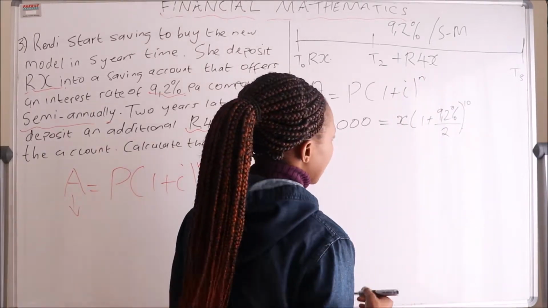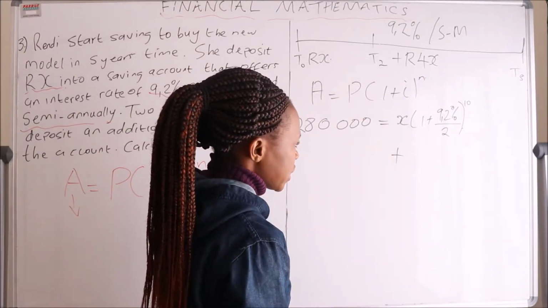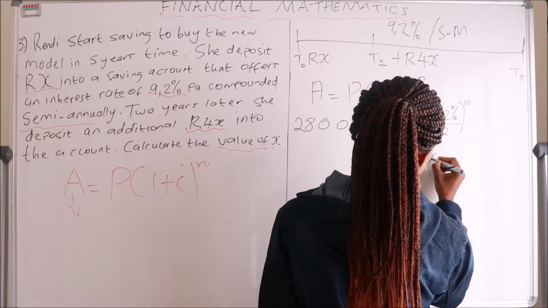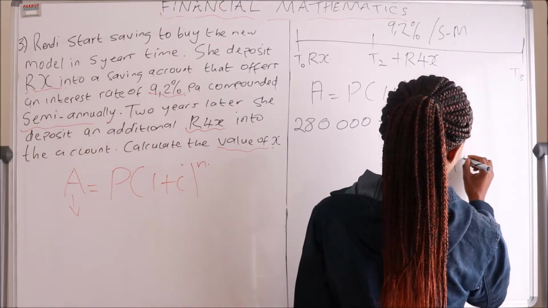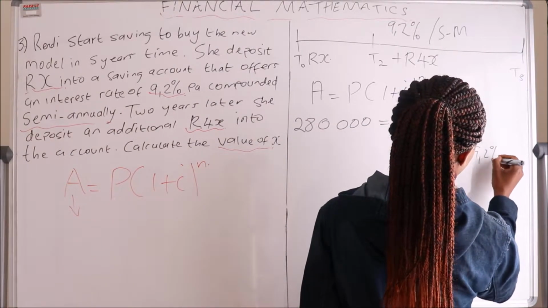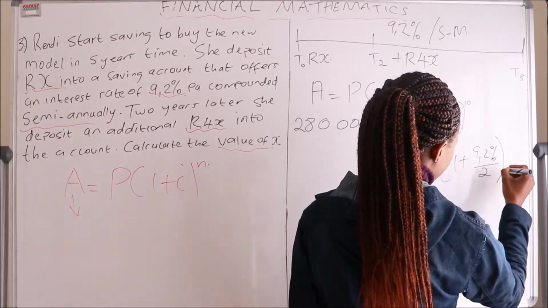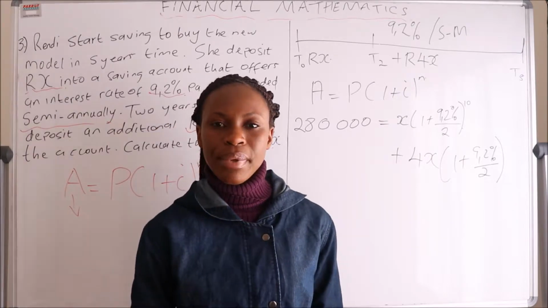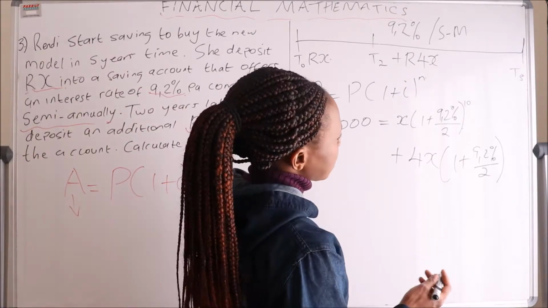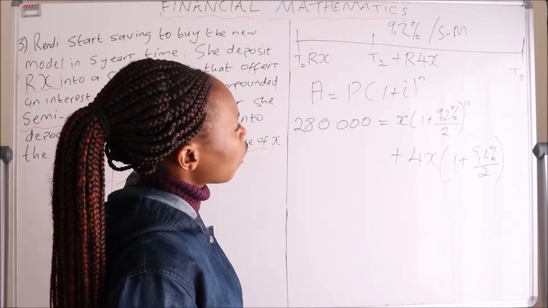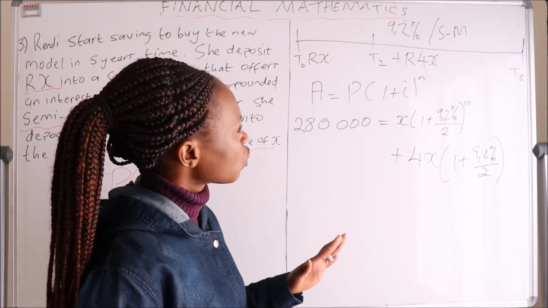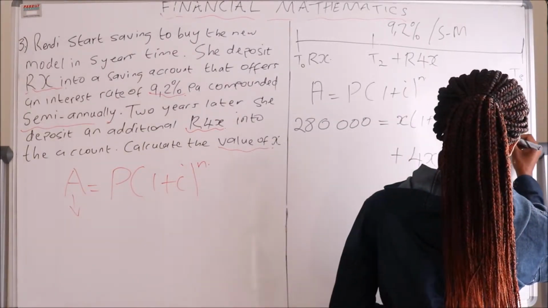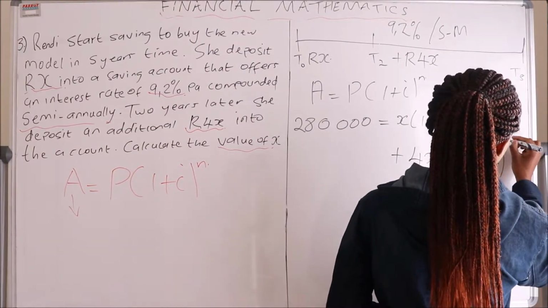Alright. Okay, and after that we add again. We're still on the other side of the equal sign. So we add, because she added 4X into this account, which was also at 9.2%, also compounded semi-annually, so I'll divide by 2. So this 4X was added at year 2, so it will only be in the account for 3 years. Since this account will be open for only 5 years, of which at T2 she added 4X, that means that this investment will be in the account for 3 years. So I multiply 3 by 2, which will actually give me 6.